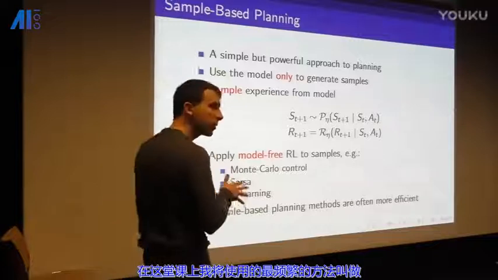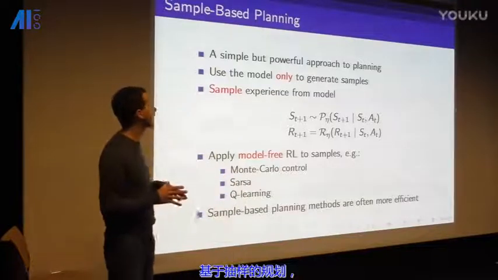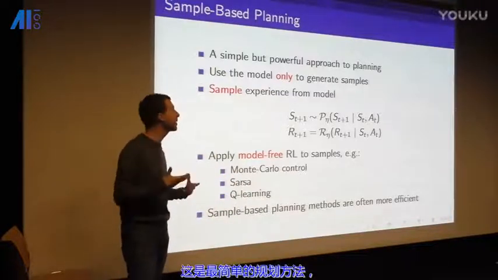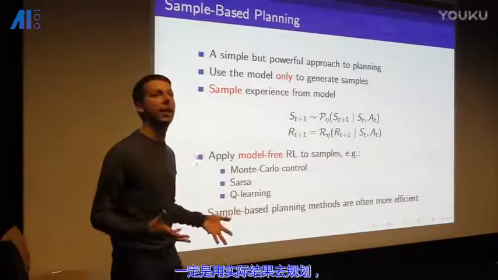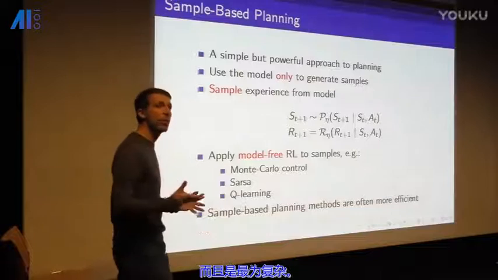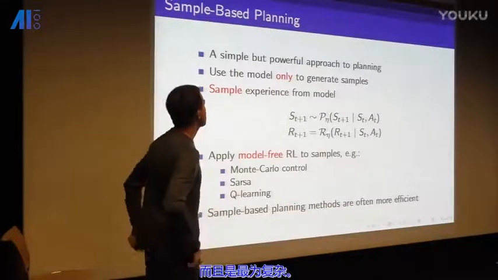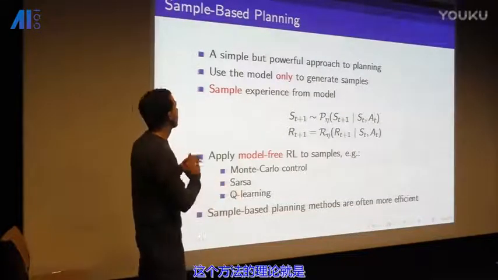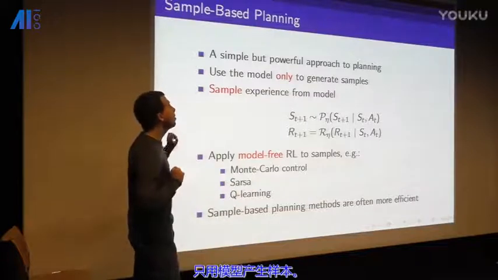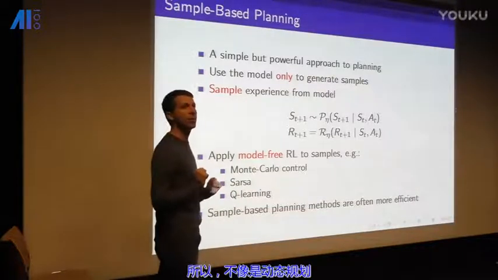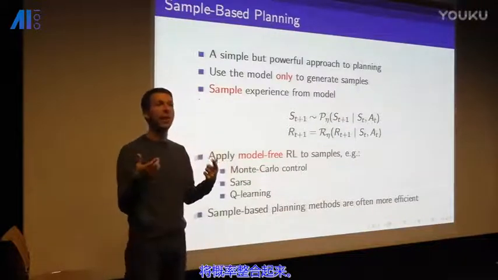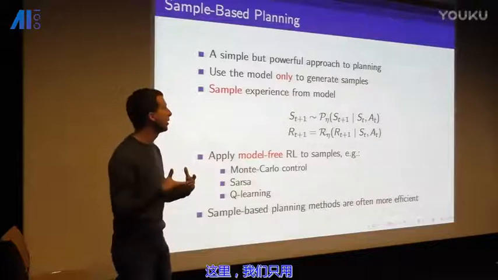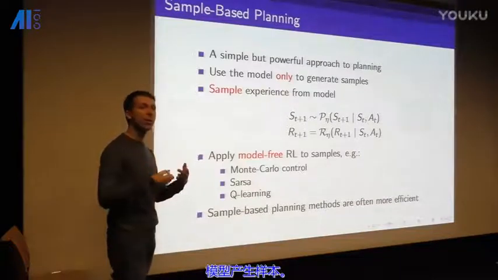And the method I'm going to talk most about in this lecture is what we call sample-based planning, which in some sense is the simplest possible way to plan, but it also turns out to be perhaps the most powerful way to plan. And certainly the empirical results support that, at least in complicated domains. The idea is to only use the model to generate samples. Unlike dynamic programming, where you look at the probabilities of transitions and integrate over those probabilities, we're just going to use the model to generate samples.